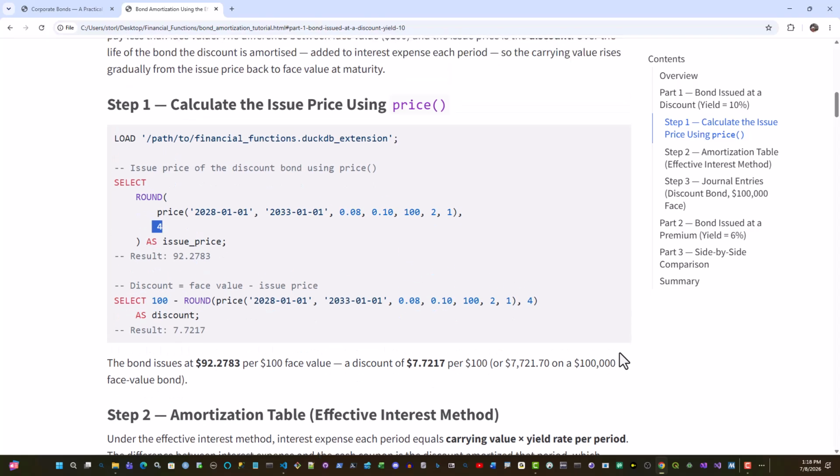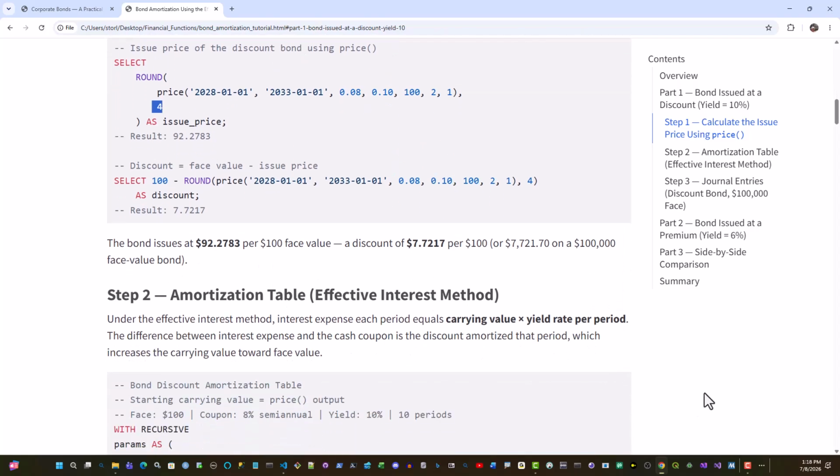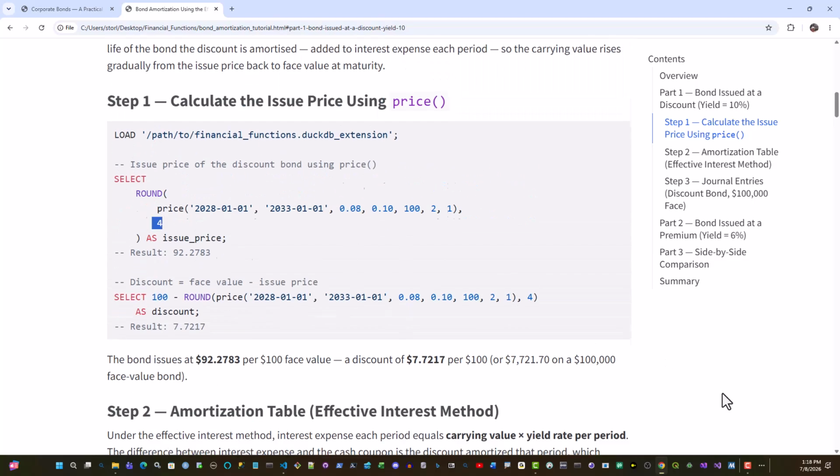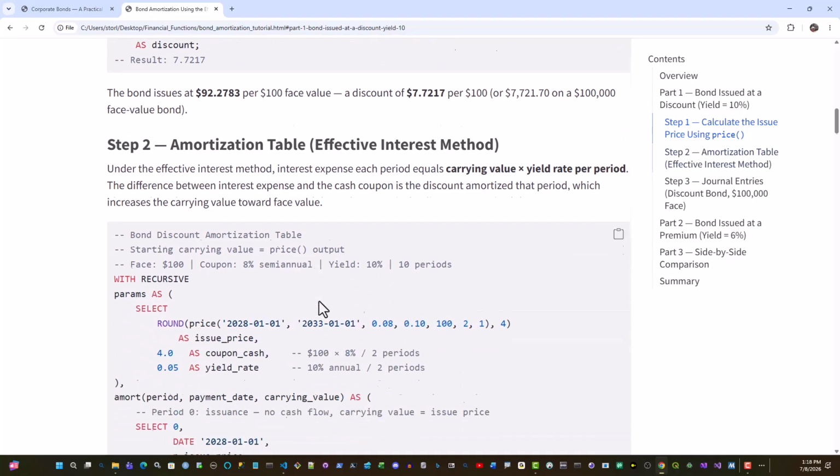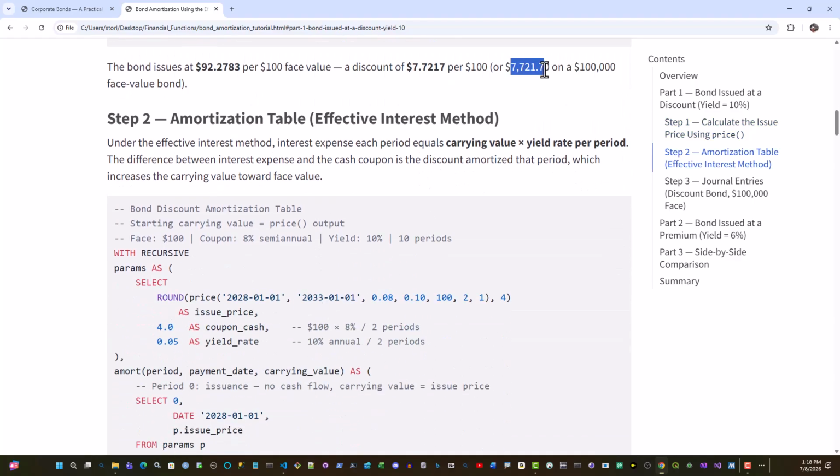Now, granted, some of these outputs are a little bit short because they didn't carry enough decimals, but you can calculate this on your own using these formulas. So the bottom line is, because you're selling at a discount, with the yield being higher than the coupon rate, 10 versus 8%, your bond will sell at 92.2783 per $100 face value, which is a discount of $7.72 from the face value. So in other words, the discount will be $7,721.70 on the $100,000 bond issue.